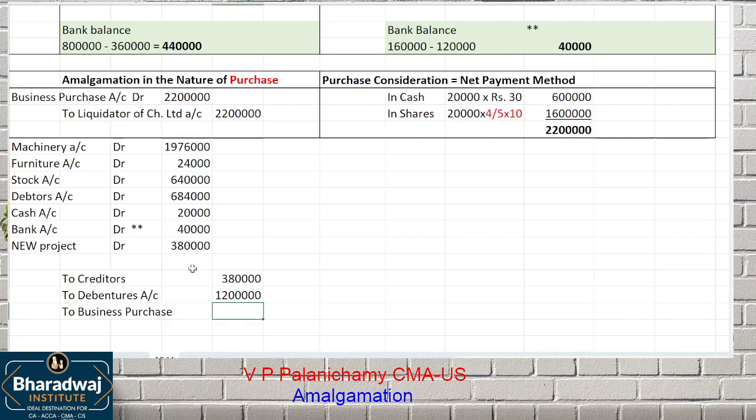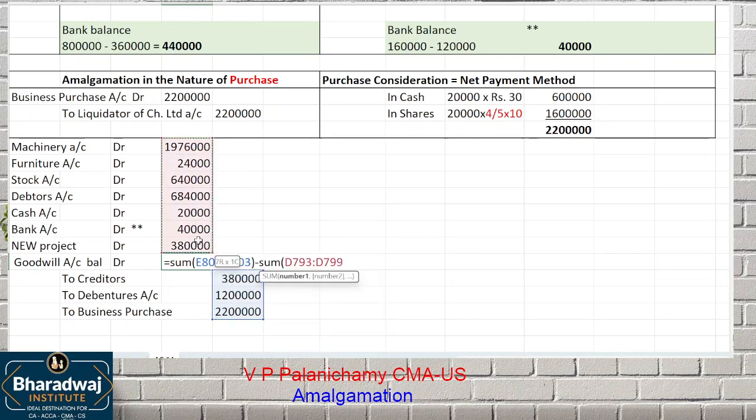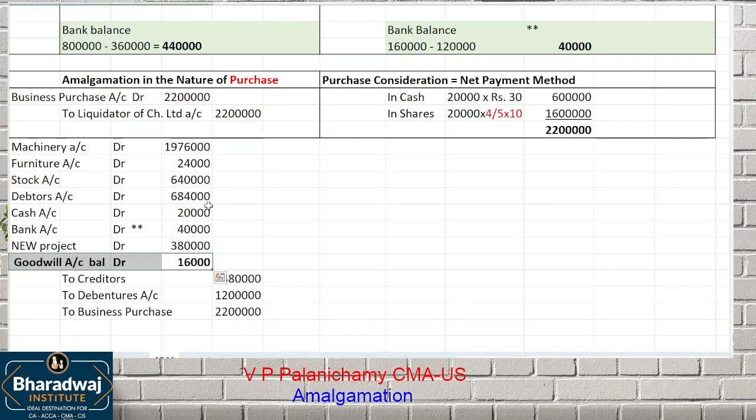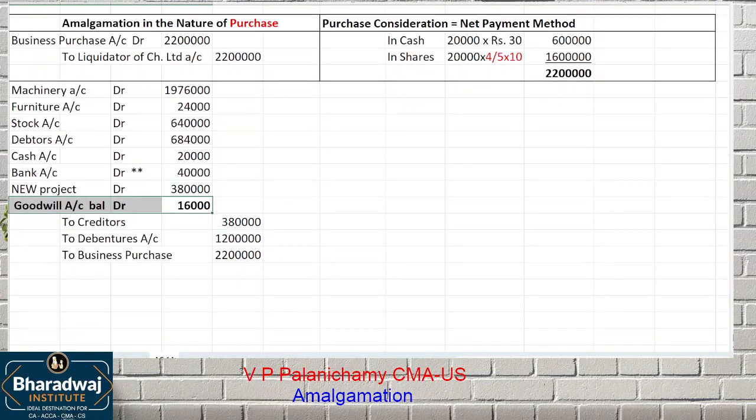It is purchase, so don't take reserves. 22 lakhs. When you tally, you will get either goodwill or capital reserve. Goodwill account debit is the balancing figure. What is the goodwill account? 16,000.